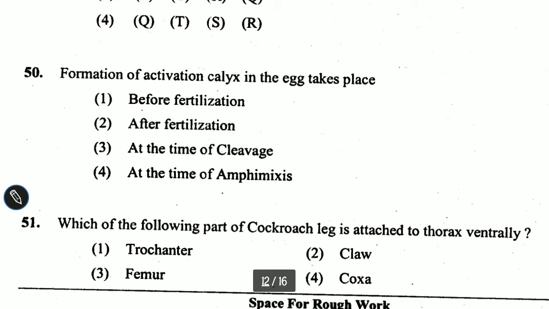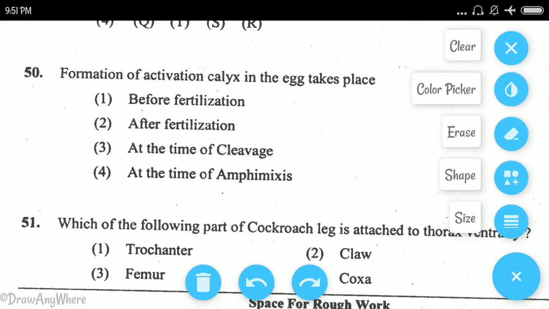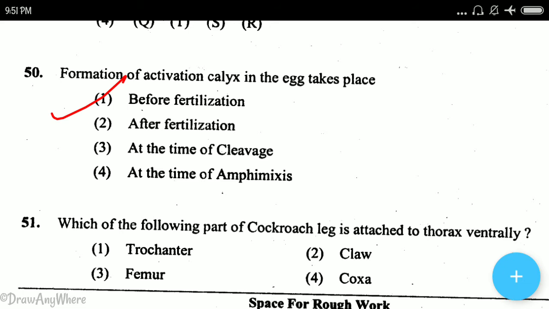Formation of activation calyx in the egg takes place. Formation of the activation calyx means, when we talk about the activation of an egg by the sperm, it is mainly carried out by the interaction of sperm proteins with the protein on the egg. When the protein of the egg and the protein of the sperm interact, the activation calyx forms. Immediately after the egg is activated by the sperm, the primary envelope becomes detached from the oolemma and forms the activation calyx. So the correct answer is before fertilization. Understood? Answer is before fertilization. Now coming to the next question.